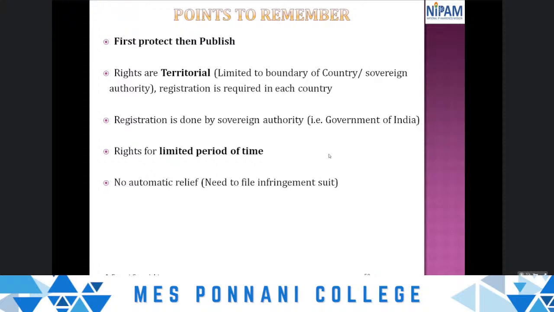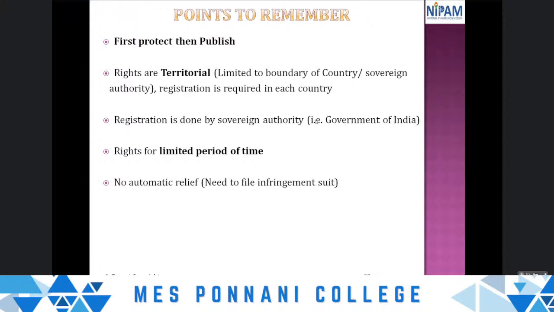So these are some points to remember. First, protect, then publish. Most often, researchers or faculty, even students, try to publish a research paper, and then only they think about patenting. However, that is not generally the correct procedure. What you should do is file a patent application first, and then go for publication, right? Because once you publish your paper, it becomes accessible to the scientific community, so anybody else can make use of your invention.